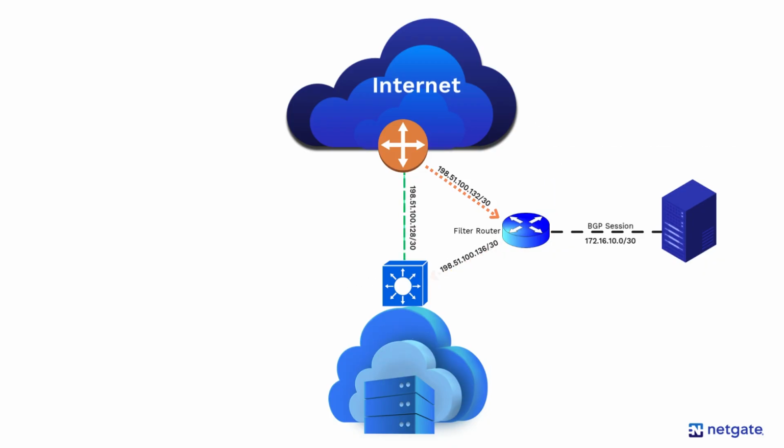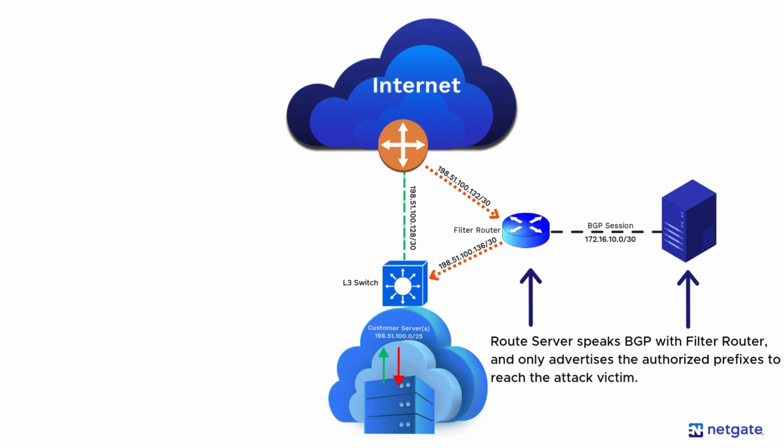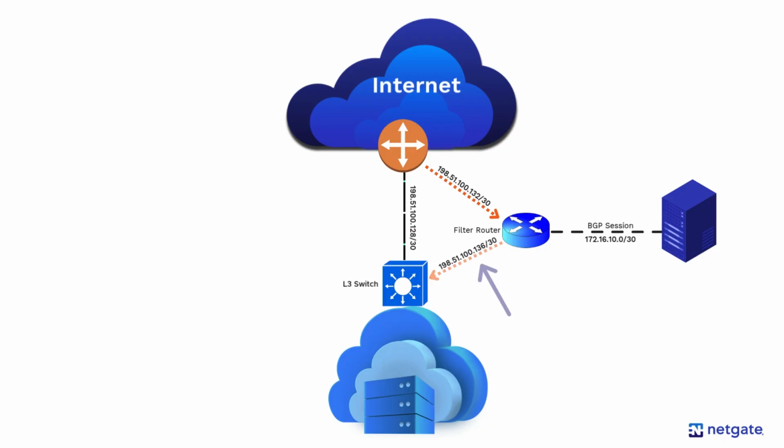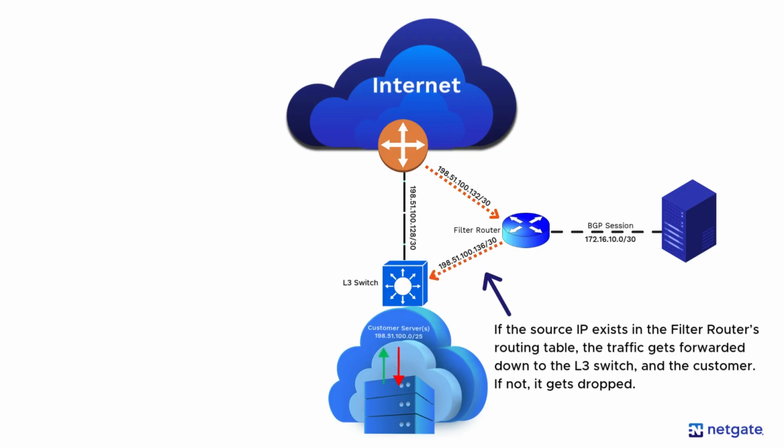A route server speaks BGP with the filter router, advertising only the prefixes that are authorized to reach the attack victim. This could be prefixes from a geo IP list or other known clean source IPs that are not involved in the attack. As traffic enters the filter router, a uRPF check is performed. If the traffic flow's source IP prefix is not found in the filter router's routing table, the traffic will be silently dropped. If the prefix for the traffic flow's source IP is found in the filter router's routing table, it will be forwarded to the layer 3 switch as normal.